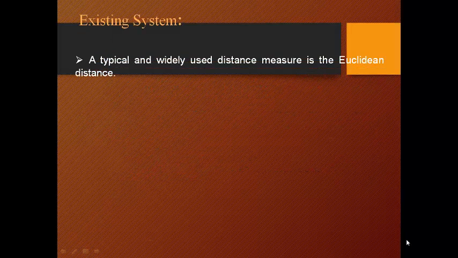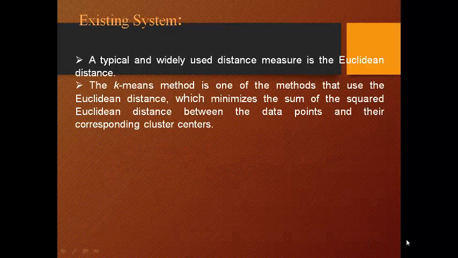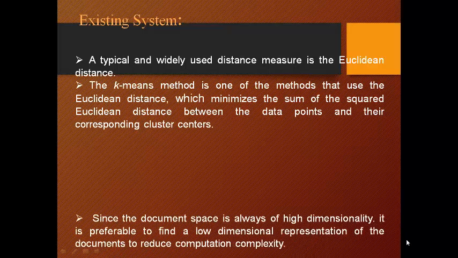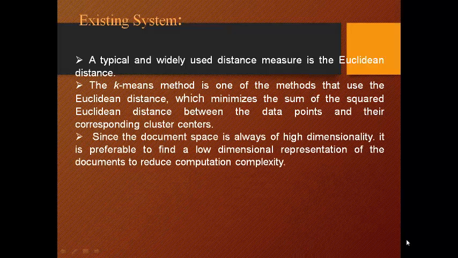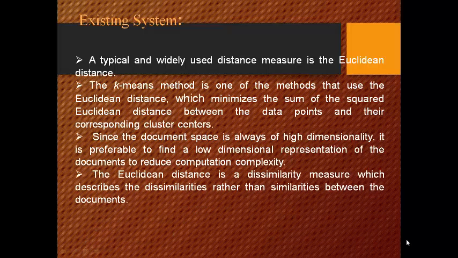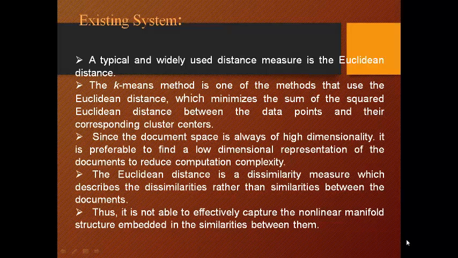Existing system. A typical and widely used distance measure is the Euclidean distance. The K-means method is one of the methods that use the Euclidean distance, which minimizes the sum of the squared Euclidean distance between the data points and their corresponding cluster centers. Since the document space is always of high dimensionality, it is preferable to find a low-dimensional representation of the documents to reduce computation complexity. The Euclidean distance is a dissimilarity measure which describes the dissimilarities rather than similarities between the documents. Thus, it is not able to effectively capture the nonlinear manifold structure embedded in the similarities between them.